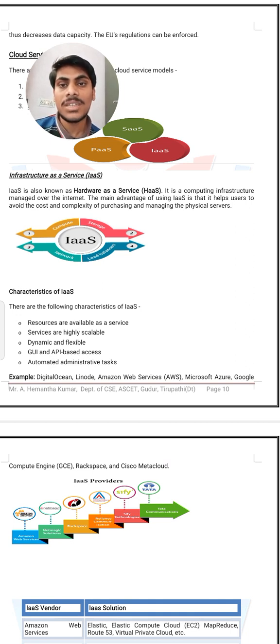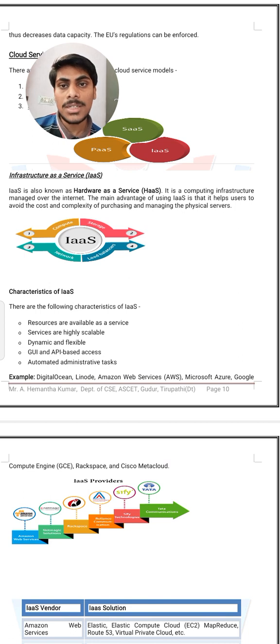What is the definition of cloud computing, and what are the different services of cloud computing? First of all, what is cloud computing? Cloud computing is nothing but a huge quantity and large amount of data that can be stored in a cloud. There are three types of cloud computing services: Infrastructure as a Service, Platform as a Service, and Software as a Service.